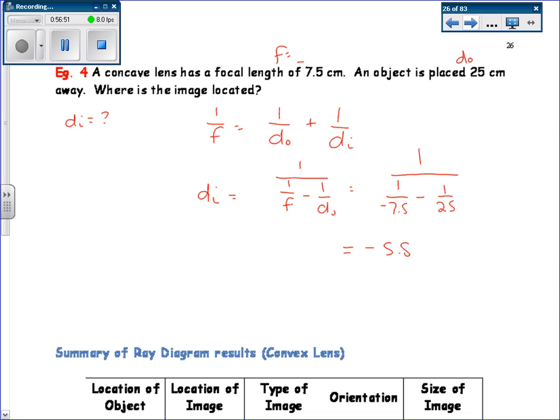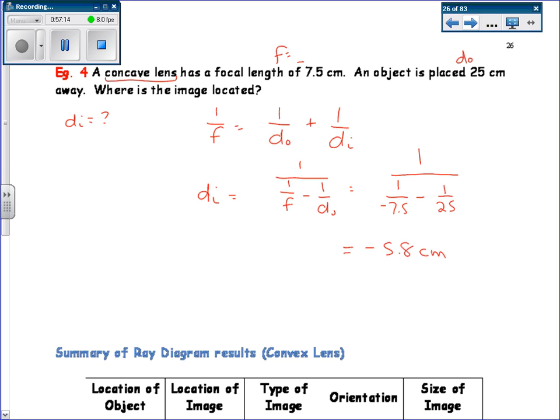So negative 5.8 centimeters. Again, notice that the image is smaller than the object. It's negative, which means it's virtual and it's upright, right? And only a concave lens will give you a virtual image that's smaller.